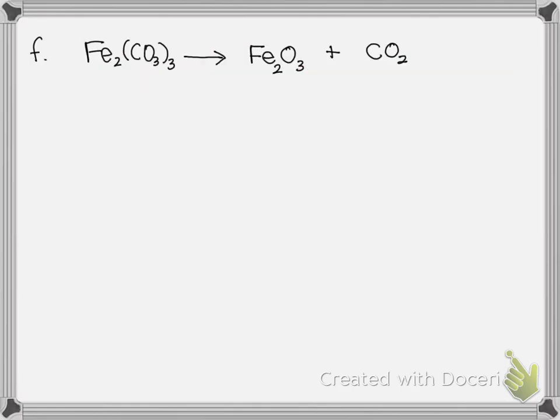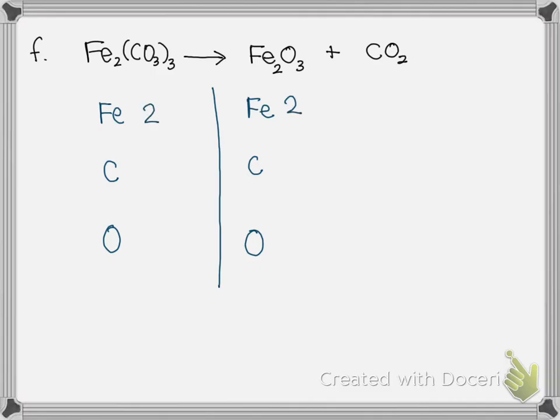All right, let's do this last one, the F. Now this one, I'm not going to do anything with polyatomic ions. I don't see they didn't stay together. This is a decomposition reaction. So let's see, I have iron, and then I have carbon, and I have oxygens. So I have 2 iron on both sides. So that's good. Don't have to do anything. I have 3 carbon on this side and only 1 on this side. So let's give it a go. Let's see, I'd multiply by 3.